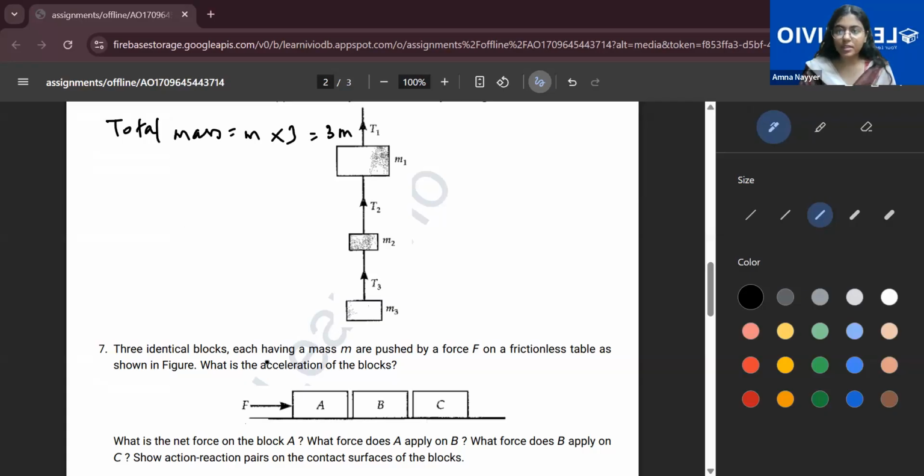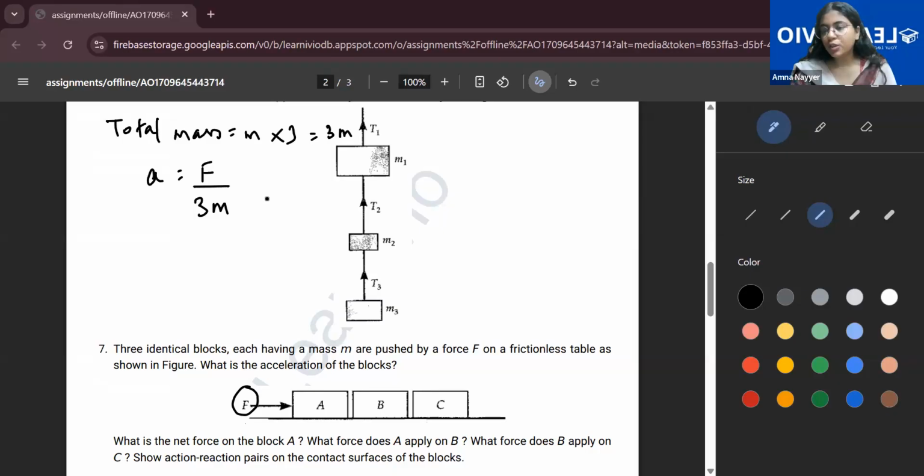Okay, so the force that is acting is F. So when you're calculating the acceleration, it will be F divided by 3m. Till here, I think you were able to write it correctly. Yes? Yes, ma'am. Okay.